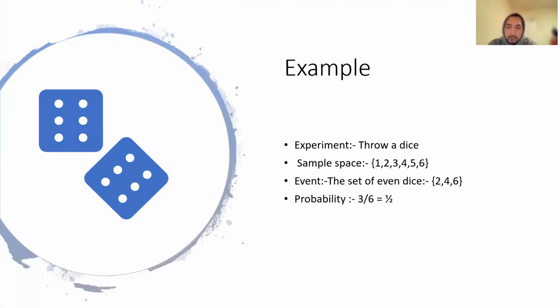Let's say, for example, we throw a dice. Throwing a dice is our experiment, and sample space is all possible outcomes, so 1, 2, 3, 4, 5, 6 is our sample space. An event is, for example, while throwing a dice, what is the chance of getting an even number? So even can be 2, 4, and 6, right? So this is my event, and probability is this event divided by the sample space. So 3 divided by 6, which is 1 by 2. So this is my probability.